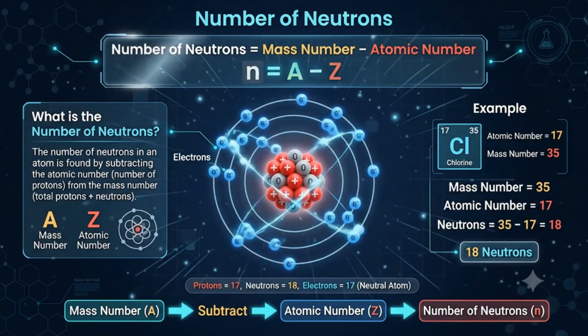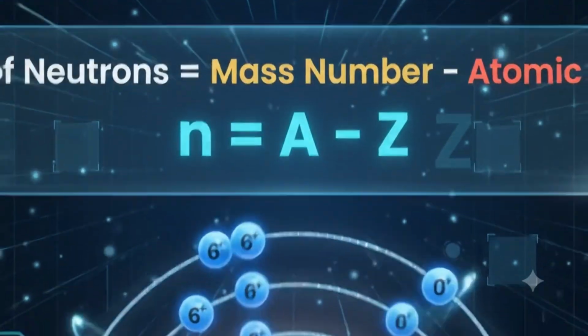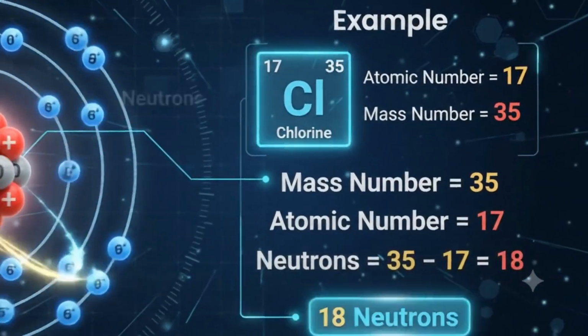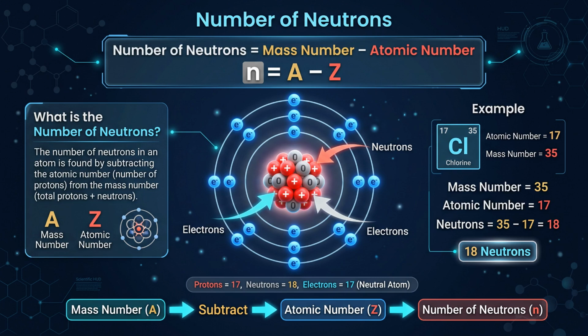neutral particles. Although neutrons do not carry any charge, they play a crucial role in determining the mass of an atom and maintaining the stability of the nucleus. Without neutrons, many atomic nuclei would become unstable because the positively charged protons would strongly repel each other due to electrostatic forces. Neutrons act like a stabilizing force that helps hold the nucleus together through the strong nuclear force.